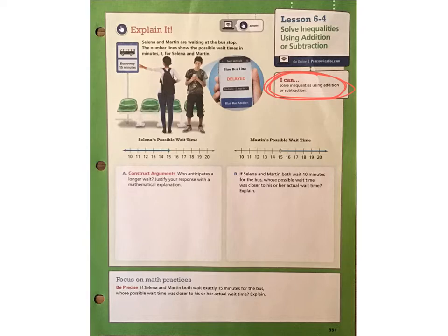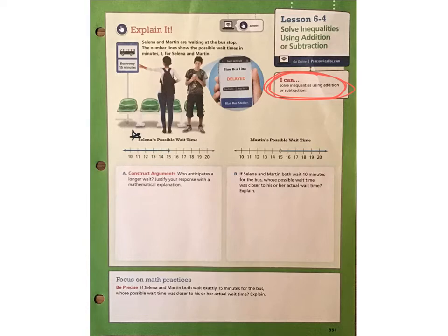First, let's take a look at the explain it question. Selena and Martin are waiting at the bus stop. The number lines show the possible wait times in minutes t for Selena and Martin. If you take a look at the two number lines, let's look first at Selena's number line, you notice that there is not just one solution. Instead, there is a dot at the 15, and it is shaded going to the left, which indicates other values that are also part of that solution.